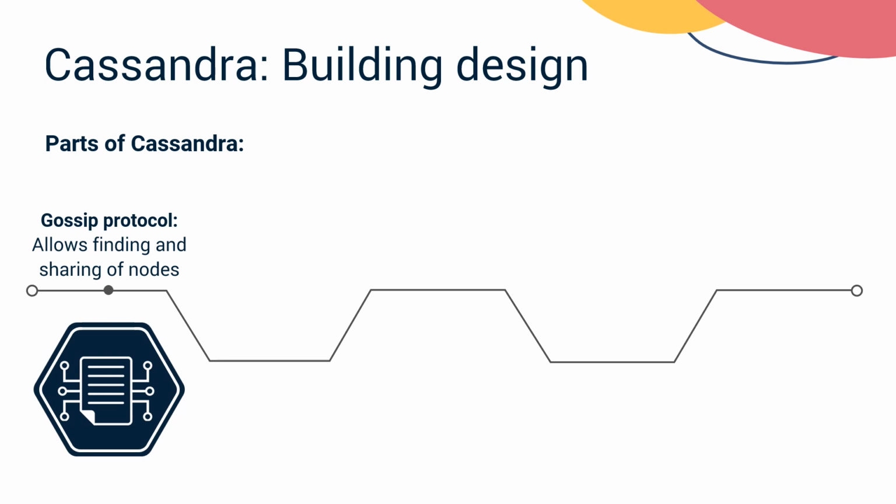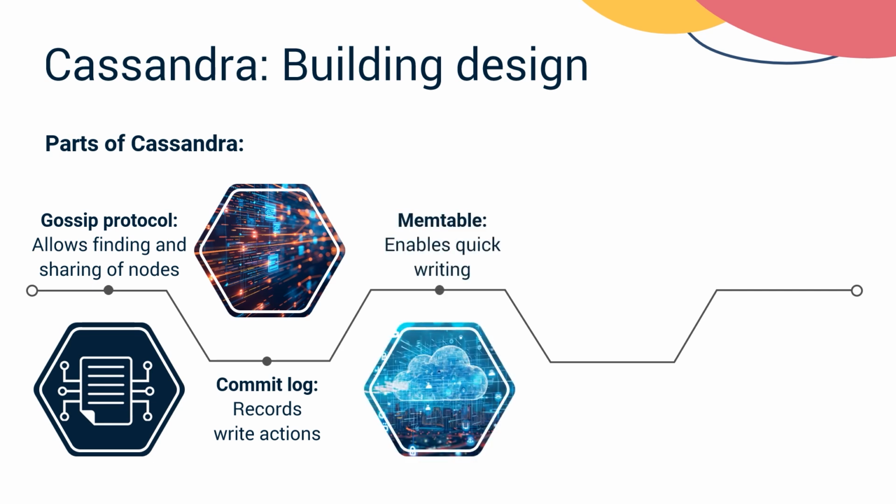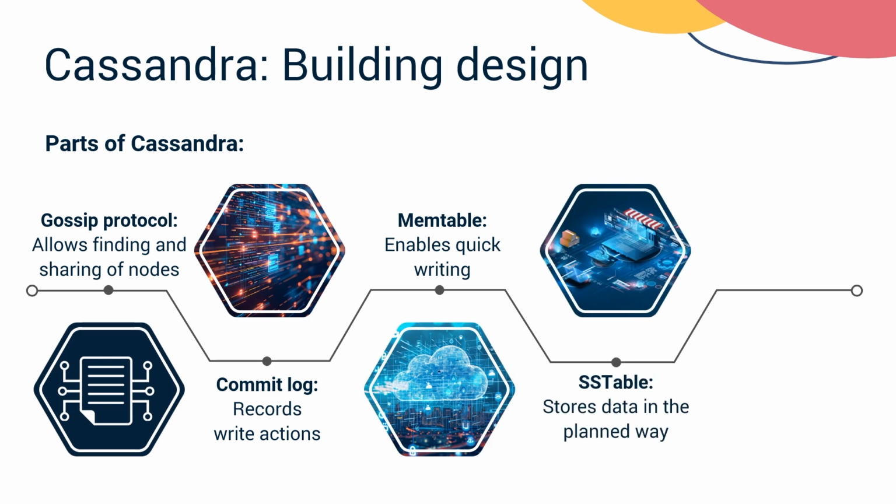Gossip Protocol is a decentralized peer-to-peer communication system that allows information to be found and shared between the nodes in a cluster. The commit log is a backup log that records write actions before sending them to data storage files. A mem table is a data structure that allows you to write quickly and is flushed to disk regularly as unchangeable SS tables. Then, the SS tables or sorted string tables. These are fixed-length data files on disk that store data in a planned way based on the primary key.